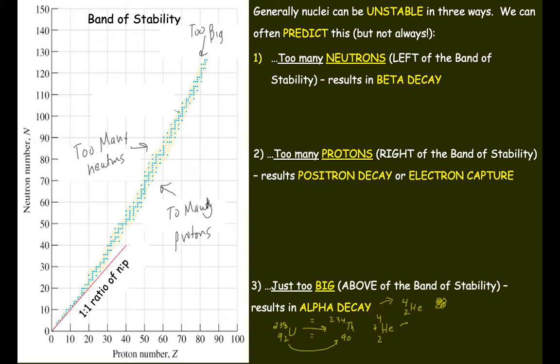So there's your theory behind this. It can be used as a good idea for prediction. Yes, I may ask you to predict these, and you would have to know your basic regions of the graph. I wouldn't get too crazy, but I would expect you to be able to explain the band of stability.